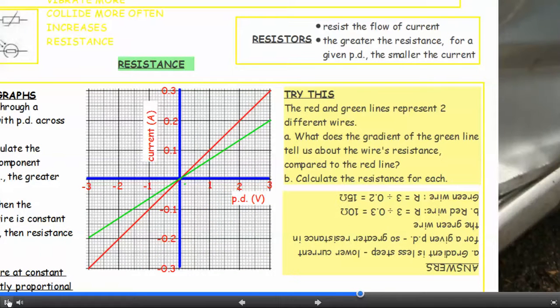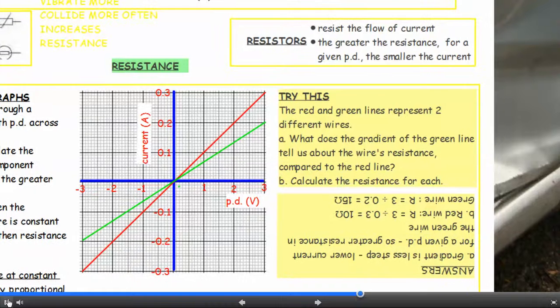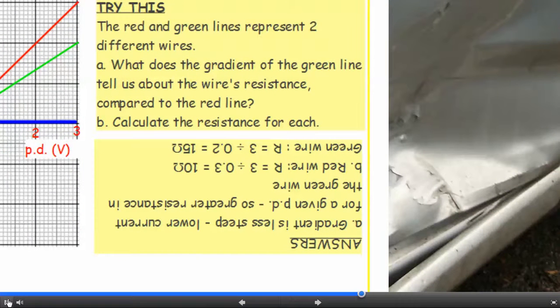So here's a current PD graph. So have a go at these questions. The red and green lines represent two different wires. So what does the gradient of the green line tell us about the wire's resistance compared to the red line? And then calculate the resistance for each. Use the correct equation. So here you can check your answers.